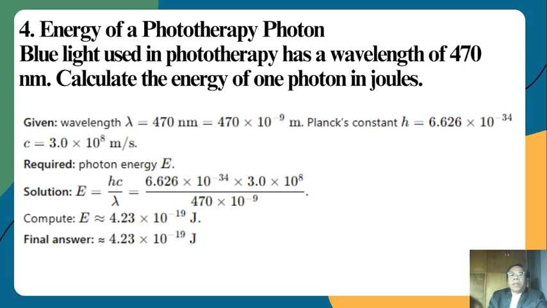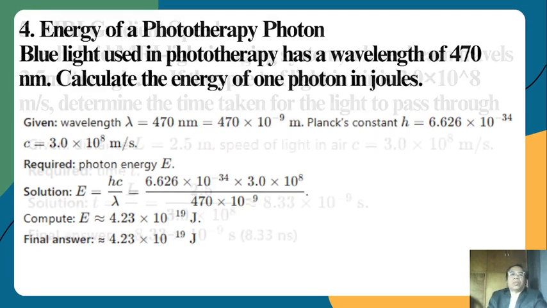So to use the formula, E is equal to hc over lambda. Substitute now the Planck's constant and the speed of light in vacuum together with the wavelength, and you will be able to get a final answer of 4.23 times 10 to the negative 19 joules.